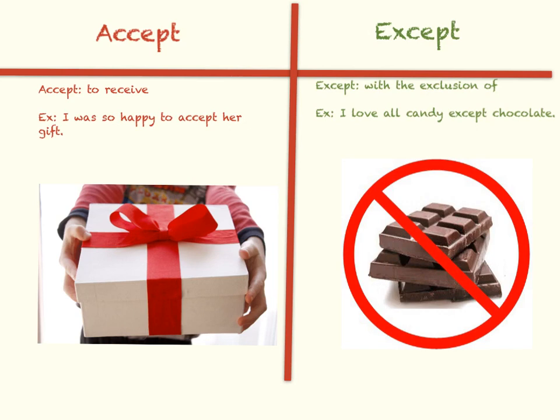Our first two words are accept and except. You'll see one is ACCEPT and one is EXCEPT. For the first one, ACCEPT, it means to receive. The example sentence here would be, I was so happy to accept her gift. On the other side, you'll see EXCEPT, and that means with the exclusion of. An example would be a sentence like this: I love all candy except chocolate.